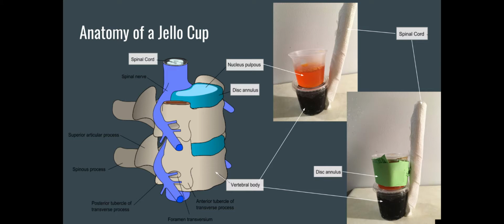The nucleus pulposus is composed of a clear, gelatinous substance and makes up about 50% of the total disc volume, and this is modeled using the orange jello at the center of the green construction paper annulus fibrosus ring. The nucleus pulposus has a very high water content, which allows it to support its load-bearing capability.